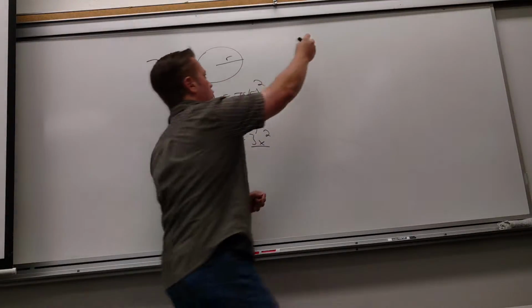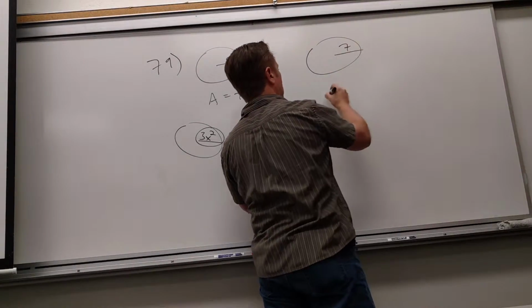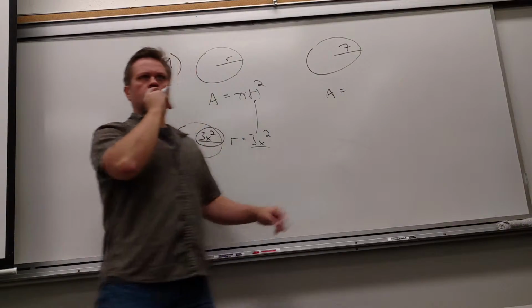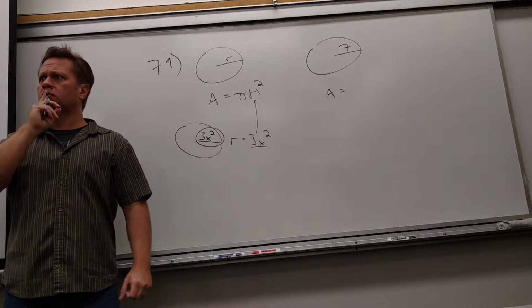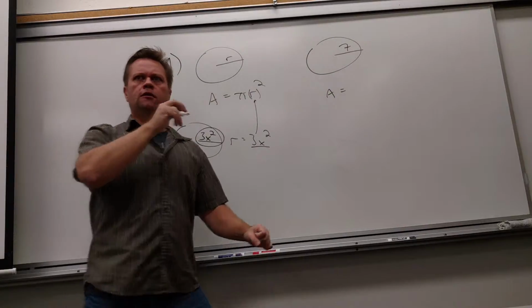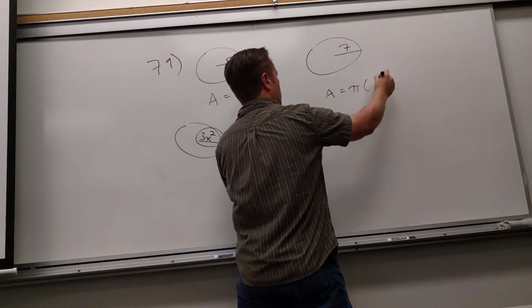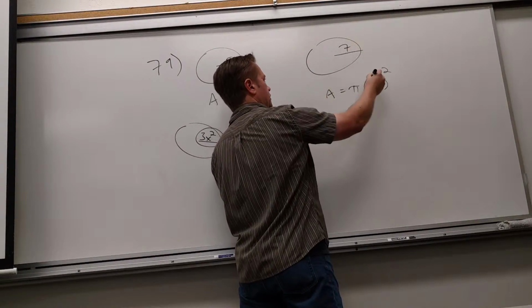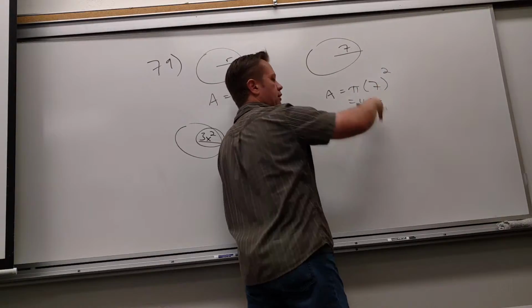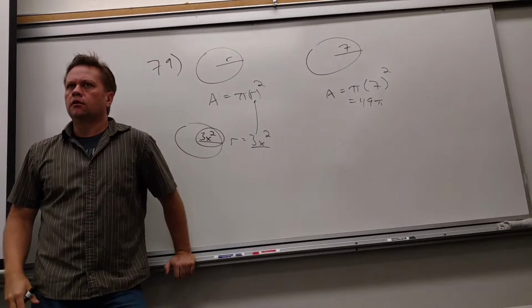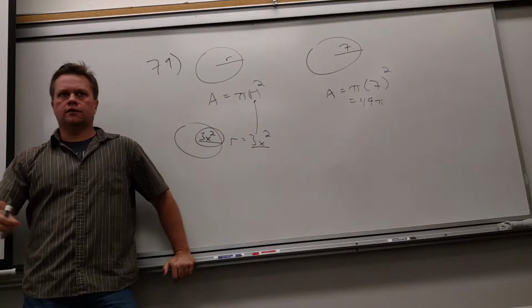So if I had a circle that had a radius of 7, what would the area be? It'd be pi r squared, and what's the r? 7. So it'd be 49 pi, and you can put that in the calculator. So whatever the radius is, I don't care what it is.